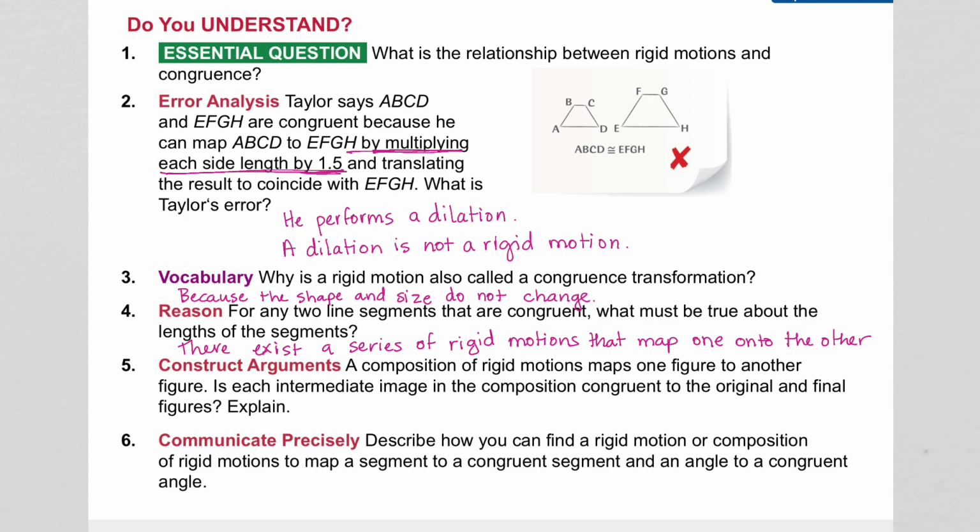Construct arguments. A composition of rigid motions maps one figure to the other. Is each intermediate image in the composition congruent to the original and to the final figures? The answer would be yes, because rigid motions do not change the shape or size.